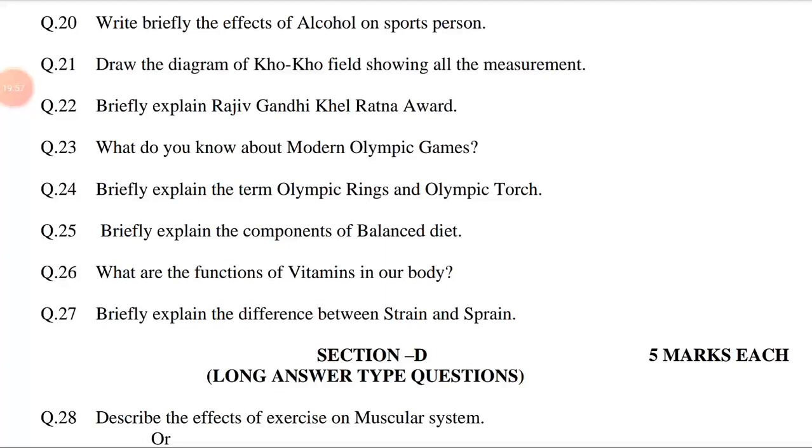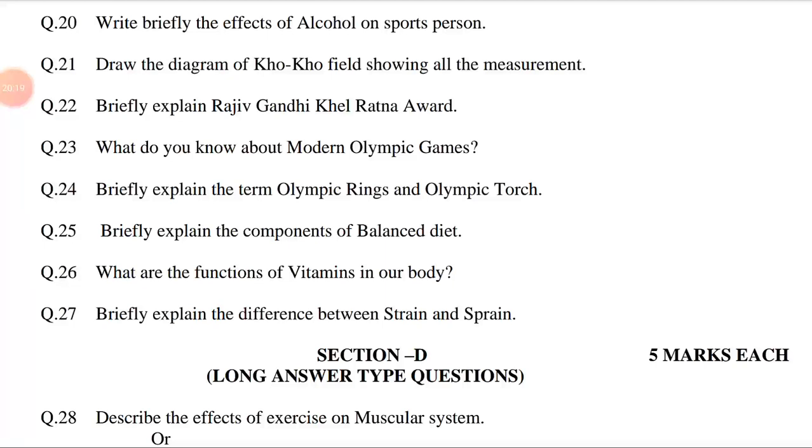Number 1, accuracy of sportsperson decreased. Second, strength, speed and endurance decreased. Third, blood sugar of sportsperson decreased. Fourth, alcohol may cause dehydration. Fifth, reaction time increased.